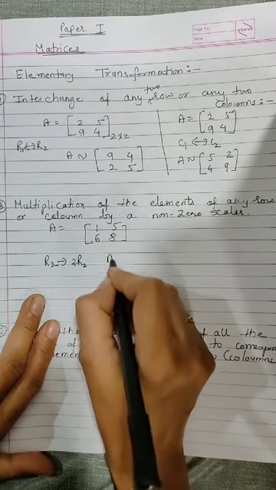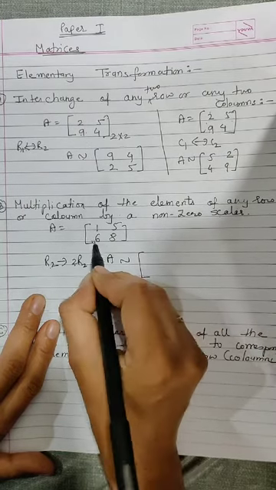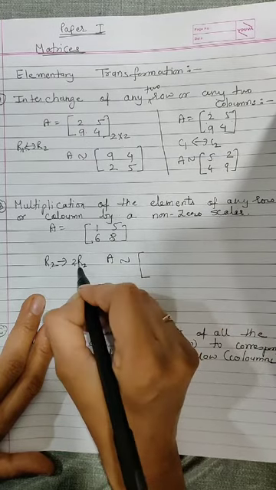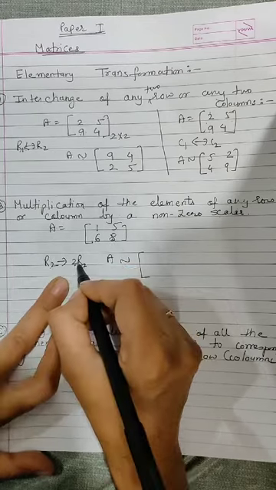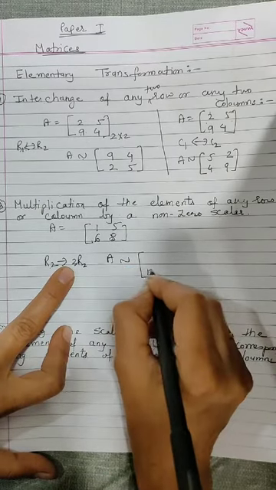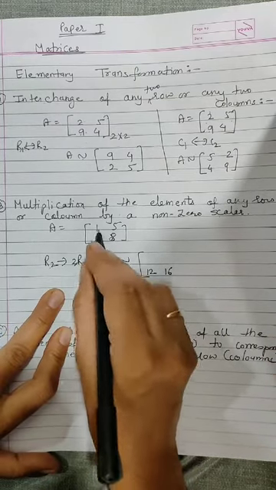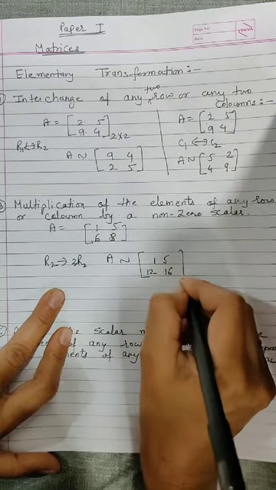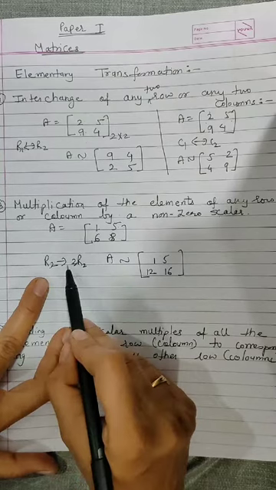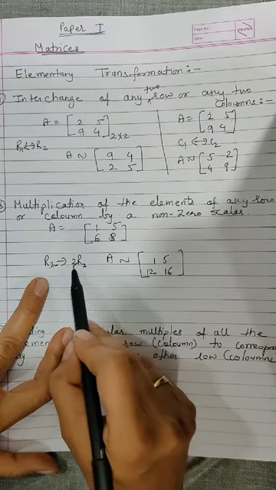So A changes to: now R2 is this, R2 multiplied with 2. So each and every element is multiplied with 2. So 6 2s are 12, 8 2s are 16. There is no change in R1, so R1 will be as it is. So in this way R2 becomes 2R2, means row 2 is multiplied with 2.